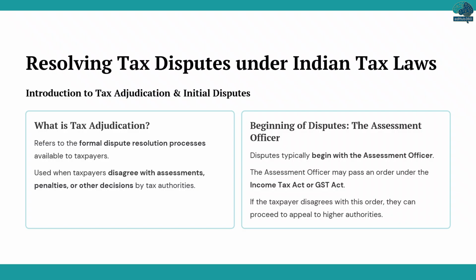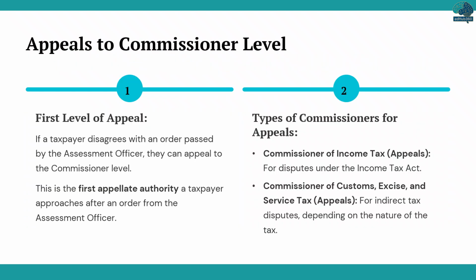The first level of appeal after an order from the assessment officer is to the commissioner level. This is the initial appellate authority you'd approach. Depending on the type of tax, you'd appeal to the Commissioner of Income Tax Appeals for income tax disputes, or the Commissioner of Customs, Excise and Service Tax Appeals for indirect tax matters. Typically, an appeal to the commissioner must be filed within 30 days.